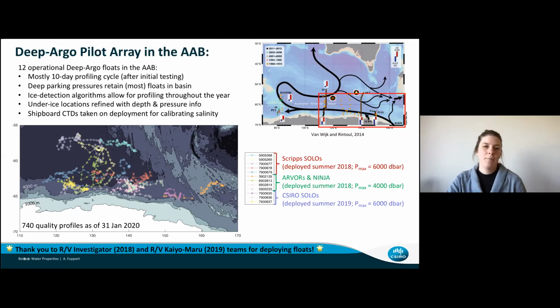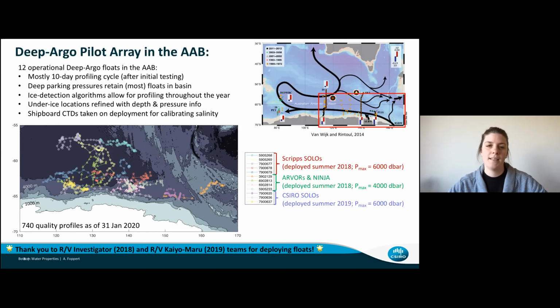The floats are also equipped with an ice detection algorithm so that they can profile under the sea ice throughout the winter. So we have profiles from under the ice over winter for the past two winters. And we can refine the standard linear interpolation under the ice with information about how deep it profiled, and then using the bathymetry, we can shift them latitudinally along the slope, especially where there's big changes in depth.